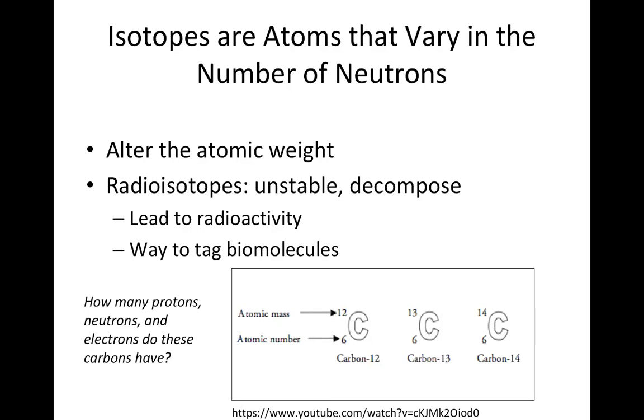So they use a tagged biomolecule that has a radioisotope. It has this unstable nucleus, and it's going to shoot off neutrons, and you can pick that up with a machine. So that's how PET scans and other radioisotopes work.